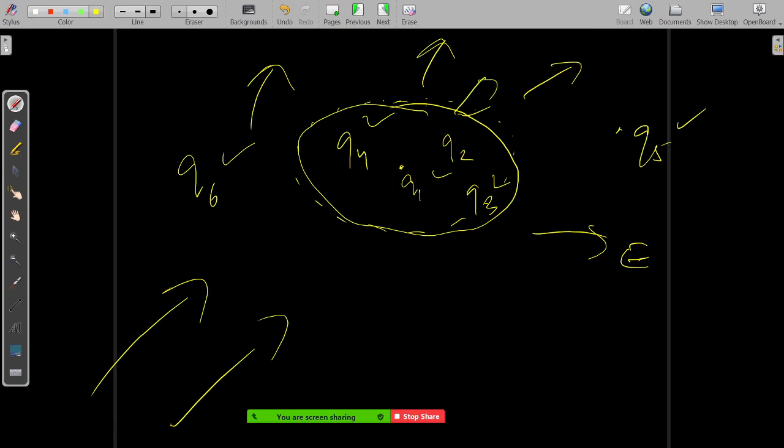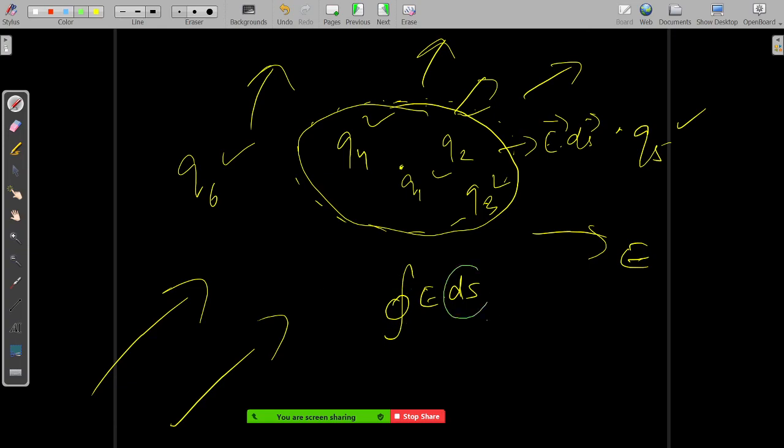For each of the areas, we are going to calculate E dot ds, E dot ds, E dot ds, and sum it. So the total flux becomes the integral of E dot ds. This particular symbol represents that it is integrated over a closed surface.